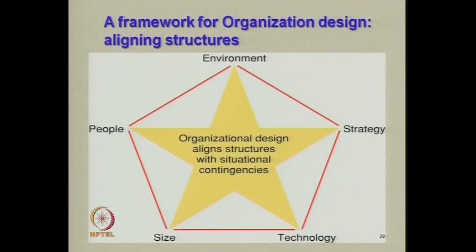You put it in a diagrammatic form and this is what emerges. The structures have to be aligned. And how do you align the structures? You align the structures by aligning environment, people, size, technology with strategy. These are the components. Organizational design aligns structures with situational contingencies, and this is the heart of the matter.